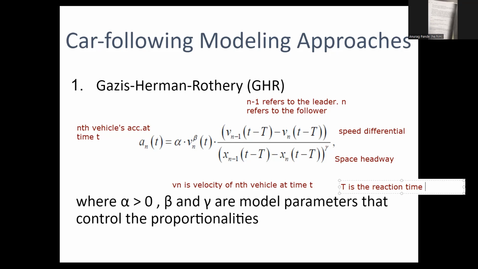So I should probably specify that. And then alpha is greater than 0, and beta and gamma are also model parameters that control to what extent each of these factors affect the acceleration, deceleration of the follower.